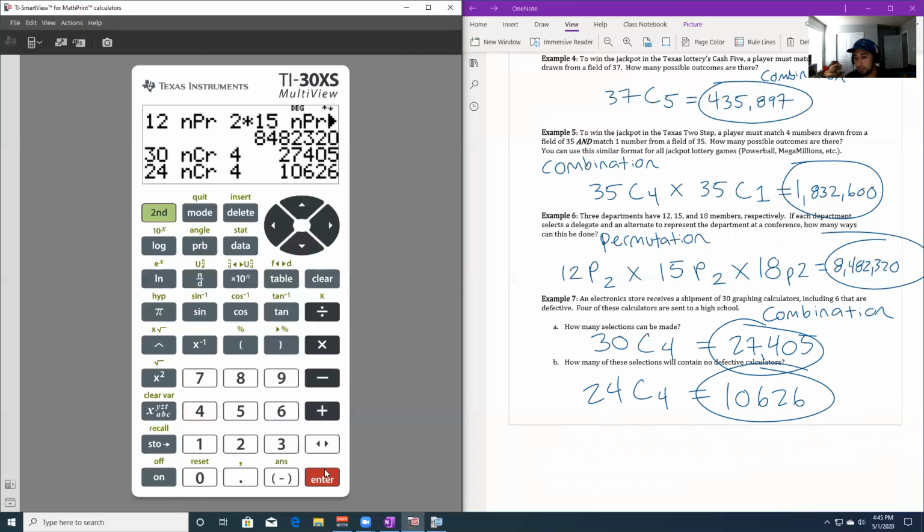Okay, because again, there's no order. This electronics store doesn't know which ones are defective. They're just sticking their hands in, pulling out 4 calculators and sending them to school. So there's no order in that.